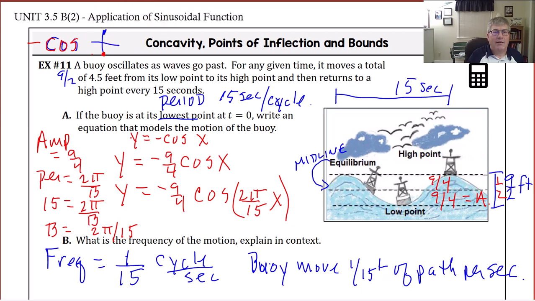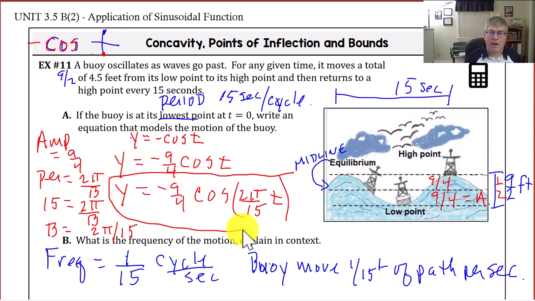And as we all have a tendency to do, I always use X and Y, but this is time, so I'm going to change my X's to T, and we'll do all that with respect to T. And with that, we have successfully written a function that models the buoy's height as time passes.